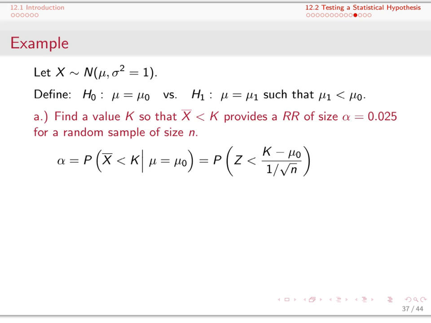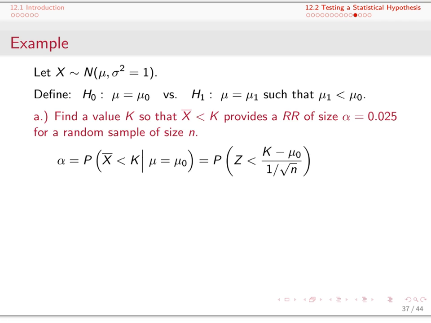In the first part of this problem, we want to find a value k so that x bar minus k provides a rejection region of size alpha equal to 0.025 for a random sample of size n. Now remember, alpha is our probability of a type 1 error. So we're looking for the probability that x bar is in the rejection region, so it's less than k, given that mu is equal to mu naught, which is the value of the mean given in our null hypothesis.